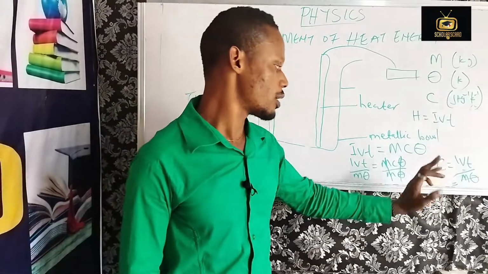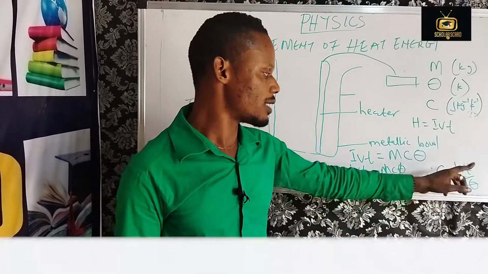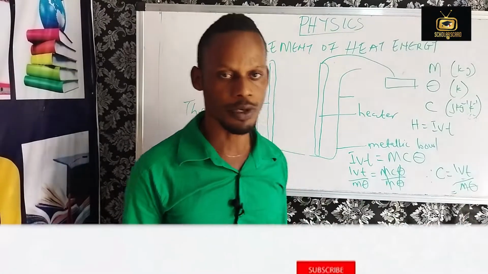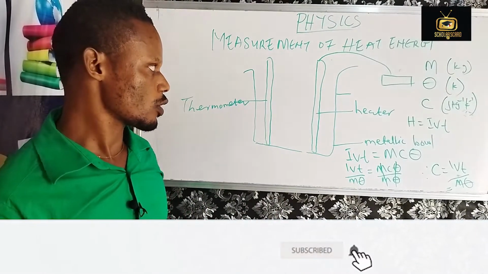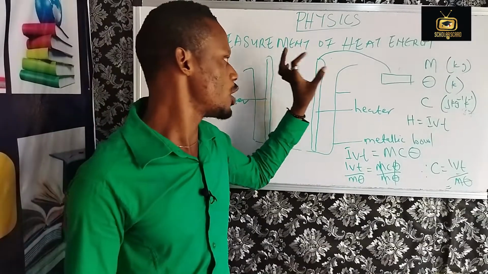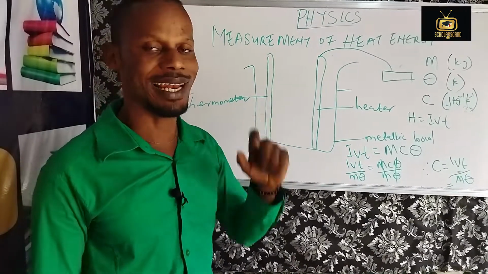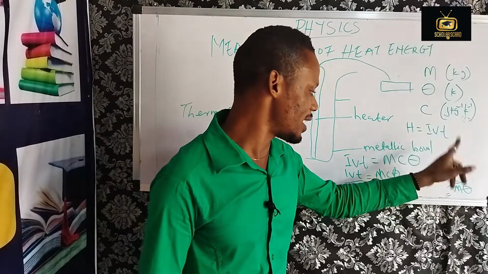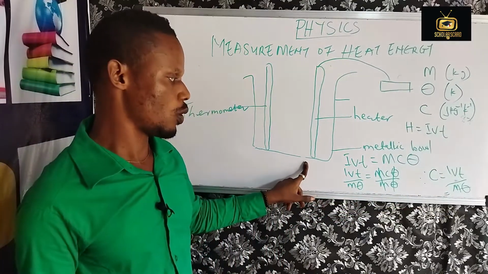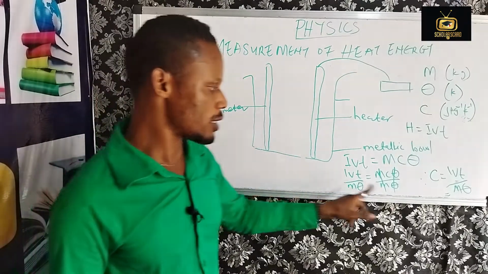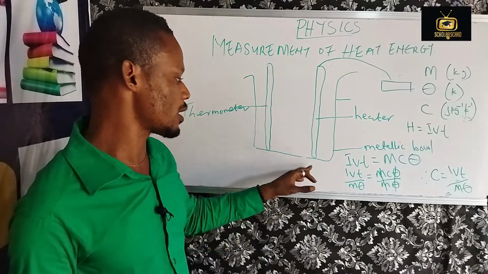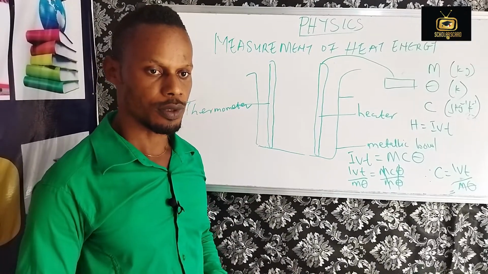Where I stands for current, V stands for volt, the potential difference, and T stands for time. And don't forget, M stands for mass here, and theta stands for temperature of the material. You get that? Don't forget again, I like repeating myself. This IVT is the electrical energy supplied to the bowl, while the mass times temperature is given from the bowl, the mass of the bowl and the temperature of the bowl. Are you getting it?